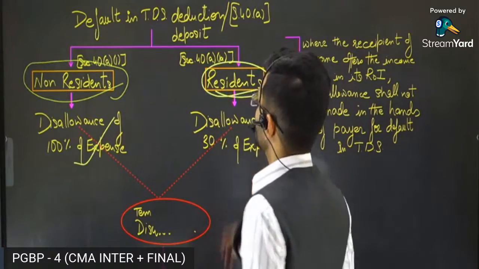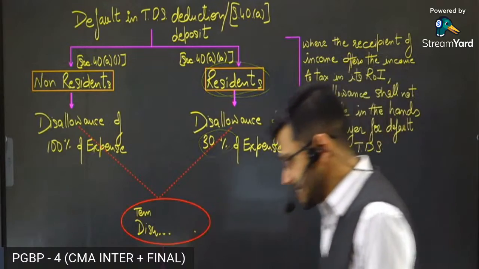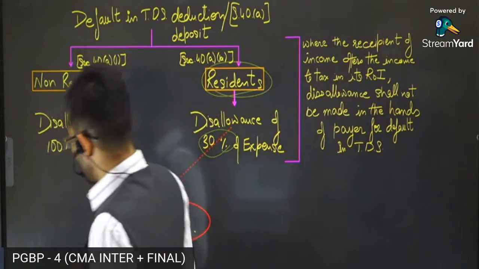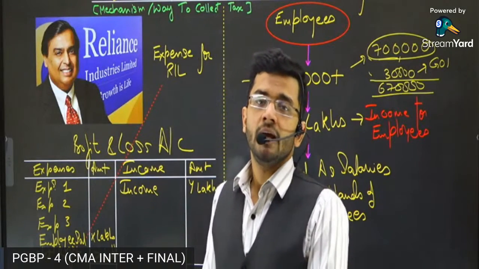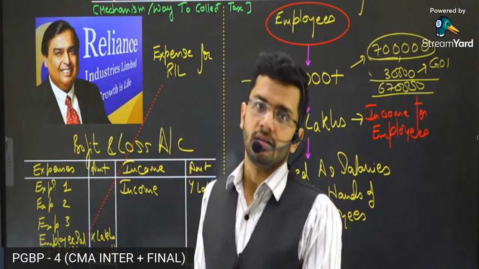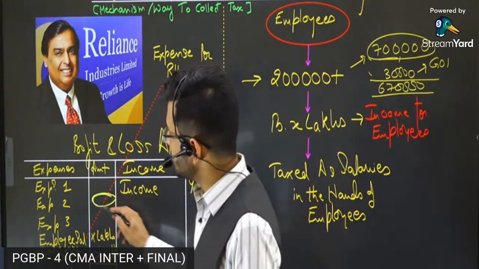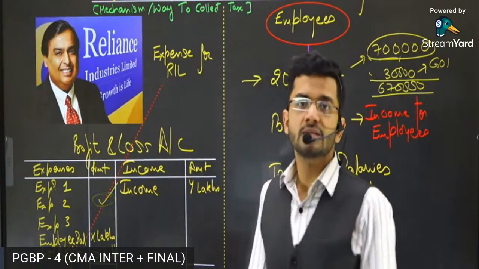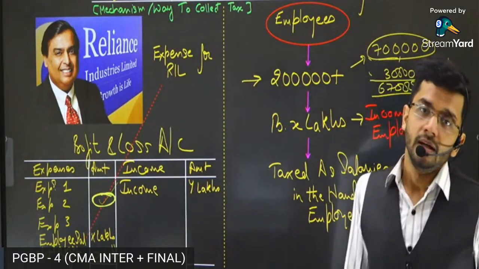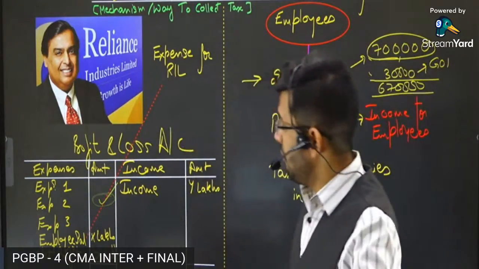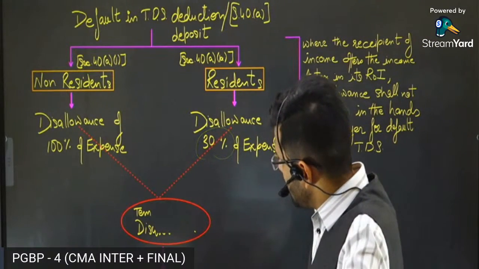Now, this provision with respect to residents will lead to disallowance of 30% only. In case the payment is made to a resident, I was taking the example of Germany, right? Now, I take an example of India. Mukesh Ambani is paying some visiting fees to an Indian engineer, not a German engineer. His expense is debited on the P&L account. TDS is required to be deducted from this expense before making payment to that resident. But if TDS is not deducted or not paid, then 30% of the amount is disallowed.